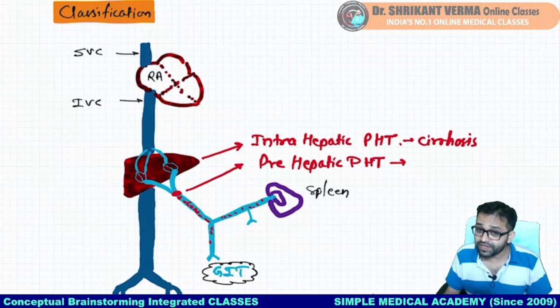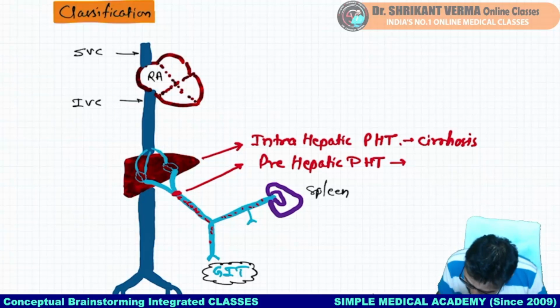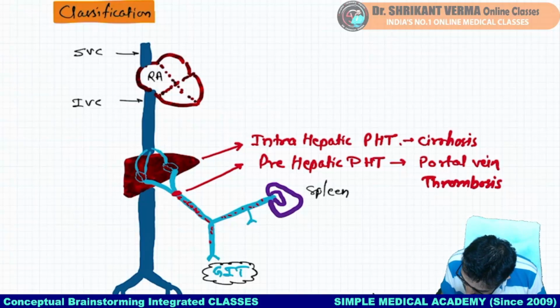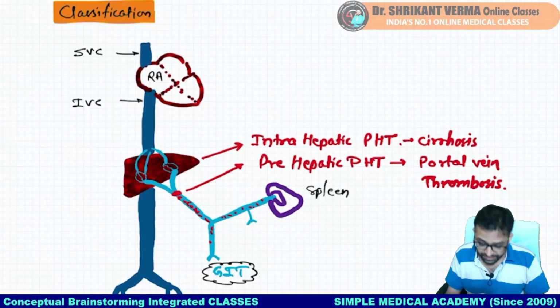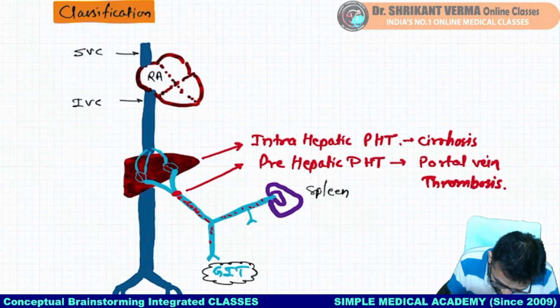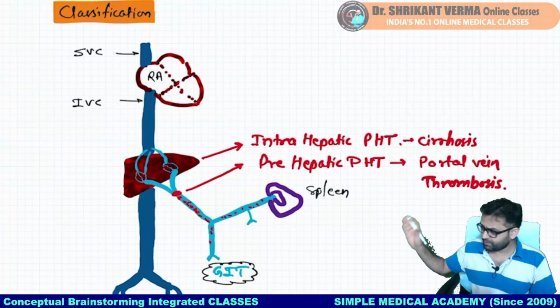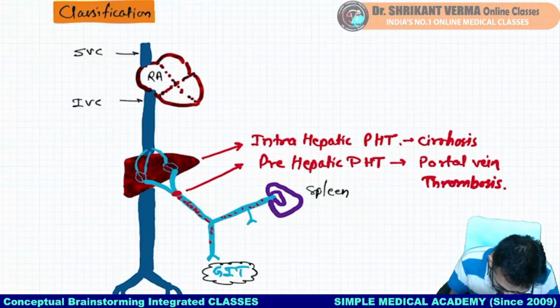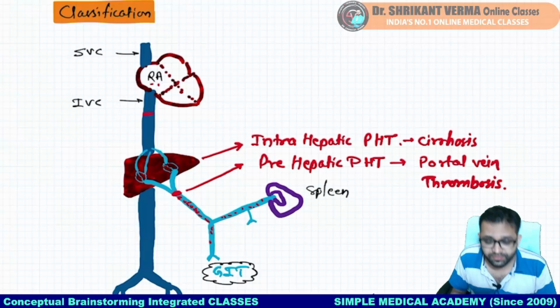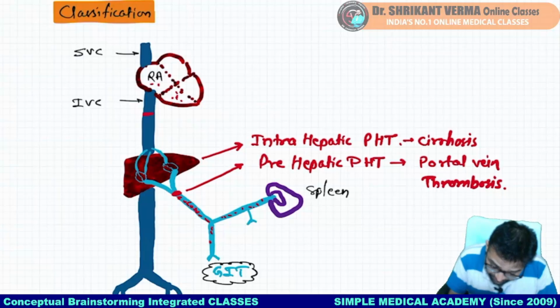Okay. Yes, for this pre-hepatic portal hypertension, many causes are there, like portal vein thrombosis. And then there are the hepatic veins. Sometimes there is no problem in the portal vein and no problem in the liver, but the blockage is in the inferior vena cava, or it may be a right ventricular failure.